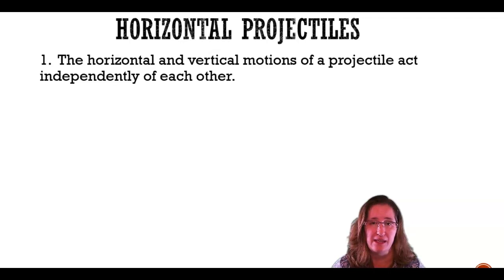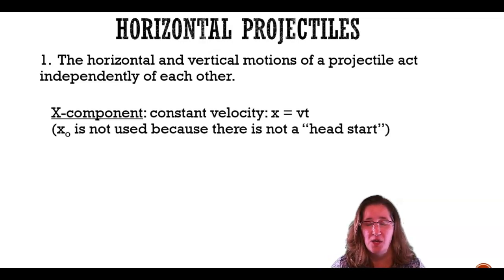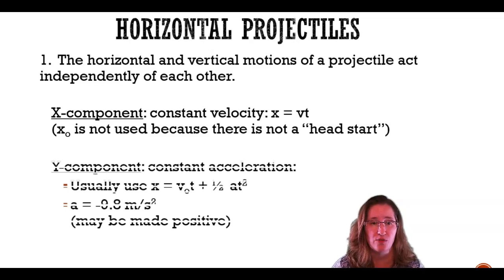So here's the key with horizontal projectiles. This is really super important: if you have something that is moving in two dimensions, the horizontal and vertical components of that motion actually work independently of each other. So we'll do some video analysis to take a look at this, but you're going to see that the X component is actually moving at a constant rate. So there's a constant velocity. Because of that, we only use the equation x equals vt. We won't be using the little x-naught in this section because we're not dealing with two objects at a time, just one, so we don't have a use for that here.